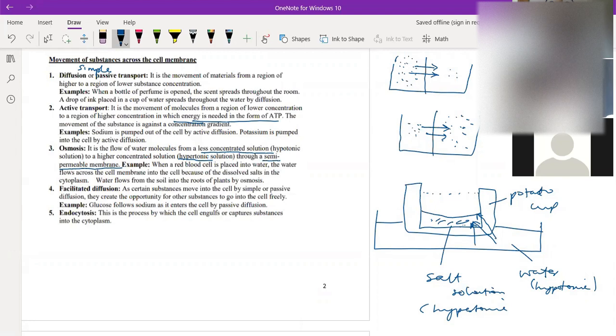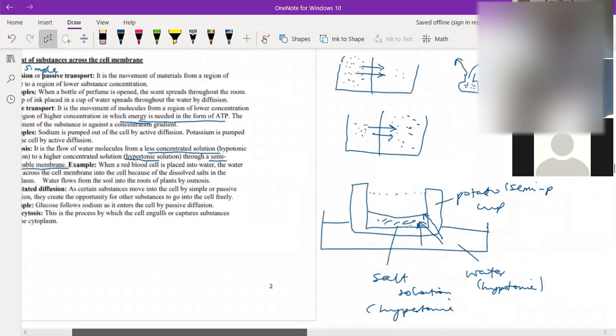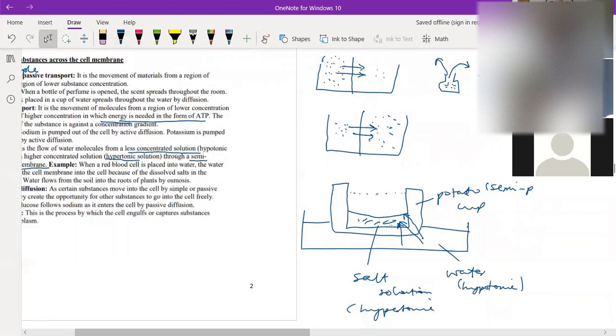This is osmosis. The potato cup is acting like a semi-permeable membrane. It's semi-permeable. Semi-permeable membrane. So that's a potato cup. That's what it's doing. Okay. So if you see this setup in a question, we are dealing with osmosis.